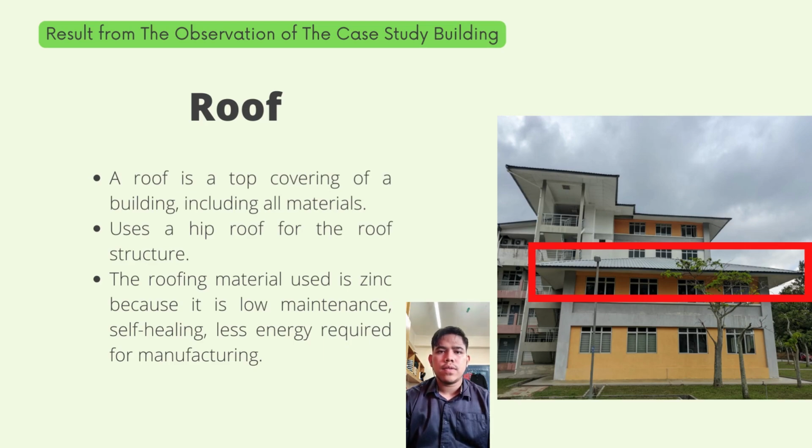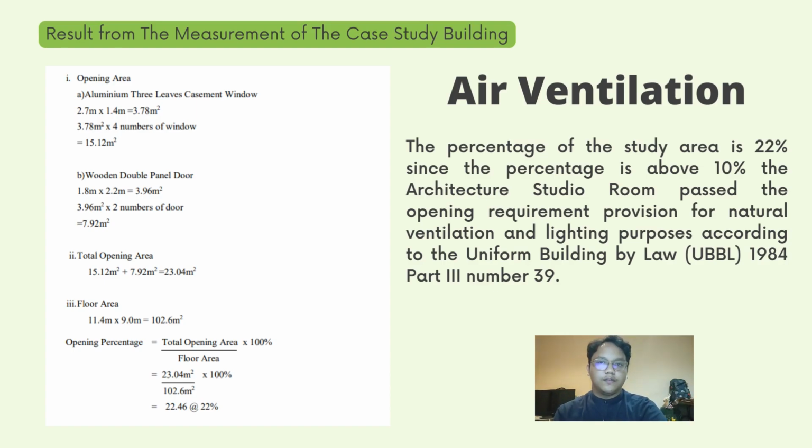Lastly is the roof. A roof is a top covering of a building, including all materials and construction necessary to support it on the walls of the building, or upright, protecting against rain, snow, sunlight, extremes of temperature, and wind. A roof is a part of the building envelope. The study building used a hip roof for the roof structure. The roofing material used is zinc because it is low maintenance, self-healing, requires less energy for manufacturing, and more, as shown in the figure beside.